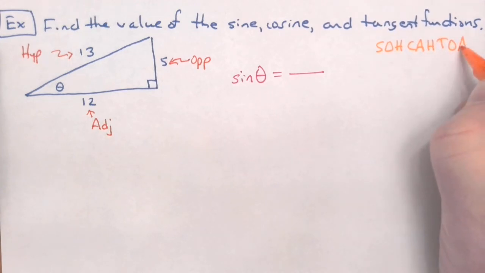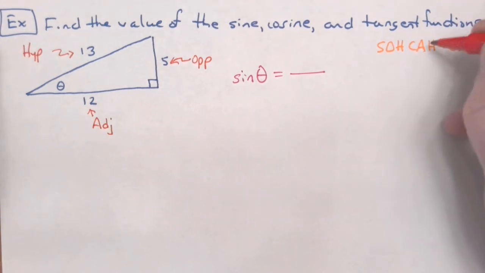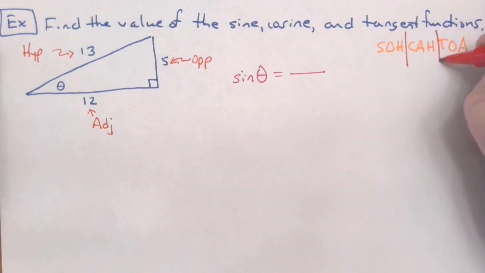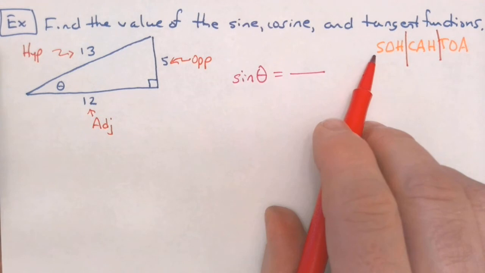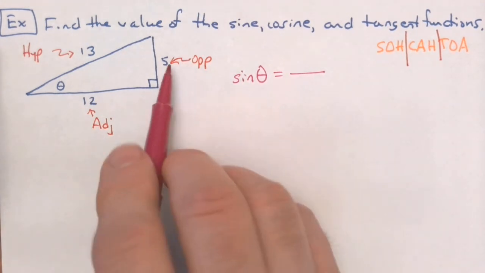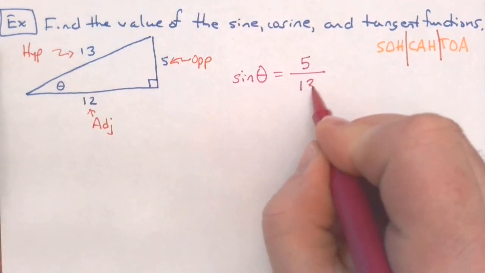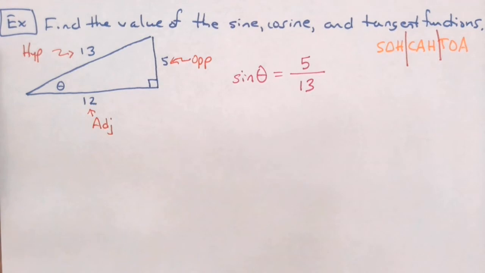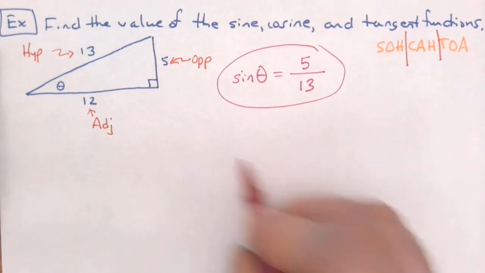it may help to write down that acronym SOHCAHTOA. And remember that phrase SOHCAHTOA is really 3 different formulas. The first 3 letters are SOH, so sine is opposite over hypotenuse. So for this problem, the opposite side has a length of 5, and the hypotenuse has a length of 13. You should simplify that fraction as much as you can, but that doesn't reduce at all. So that's our final answer for the sine.